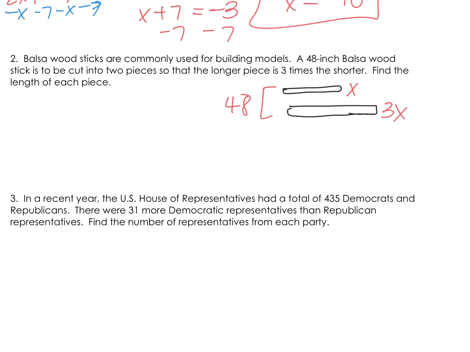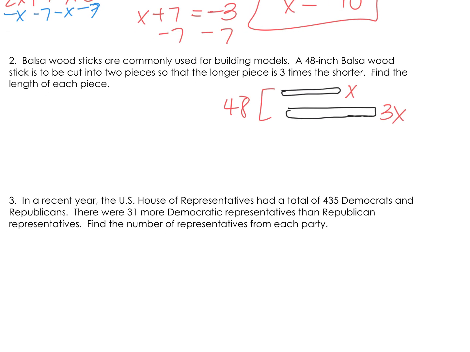So we have to establish a variable at the beginning so that we can use that sentence, that the longer piece is 3 times. And since the longer piece is 3 times the shorter piece, that means the shorter piece is almost like the original, it hasn't changed yet. So it's x. And then the 3x goes with the longer piece because it's 3 times longer. Does that make sense? Kind of, sort of.